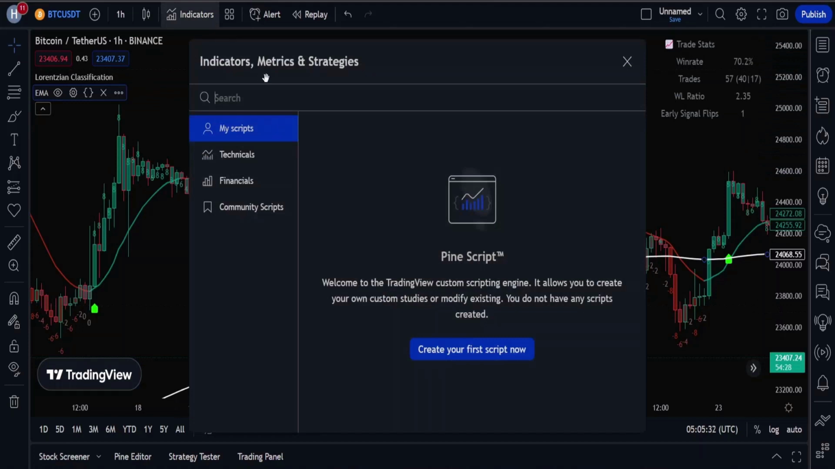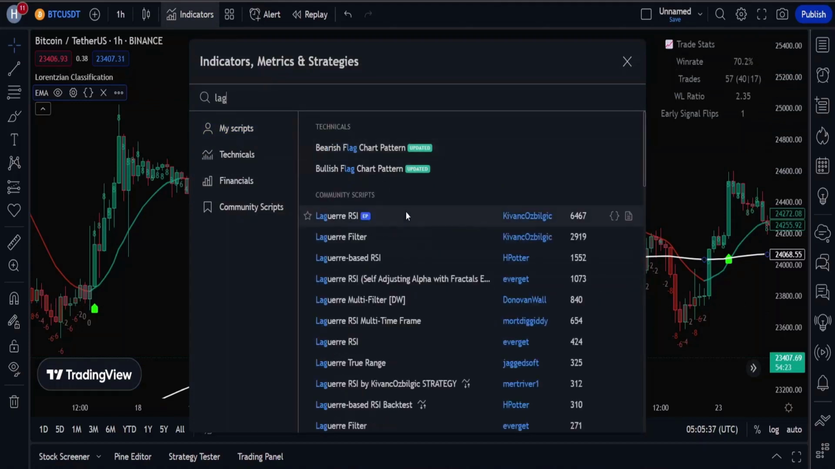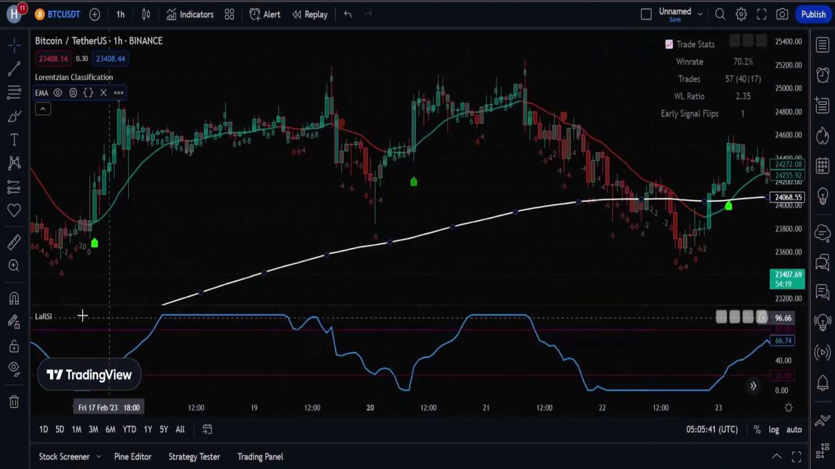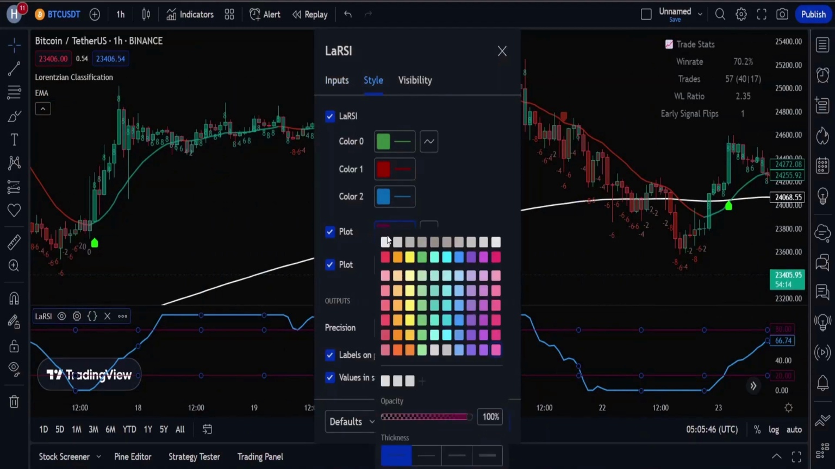Now for the next indicator, we will add Lable RSI. Make sure to select this one created by Kivanch Ozbilgic. After we have added it to our chart, we will access its settings. In the style section, change the upper line color to red and the lower one to green. That's going to be it for this indicator.